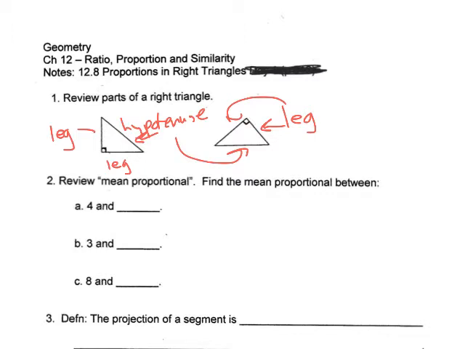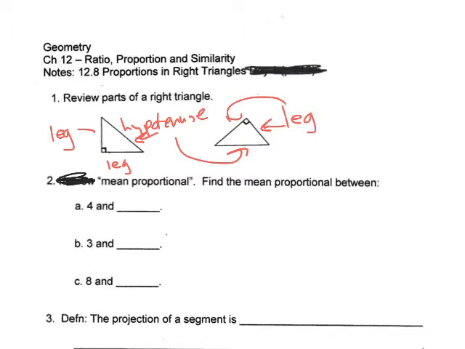Now we have something called the mean proportional. We're not really reviewing it because we haven't talked about it before, but the mean proportional is what you get when you take two numbers and you set up the variable as the lower left, upper right. So those are the product of the means, and the other two are the product of the extremes. So let me just kind of show you in an example here.